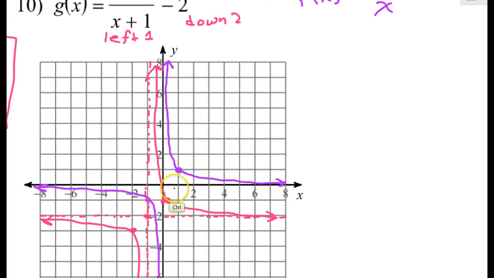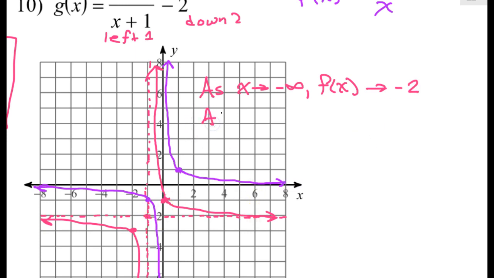Looking at the pink lines, not the purple, let's discuss the end behavior. Let's start with the left. As x approaches negative infinity, what's the function doing? As we go to the left, this function is leveling out at -2. The function is approaching -2.